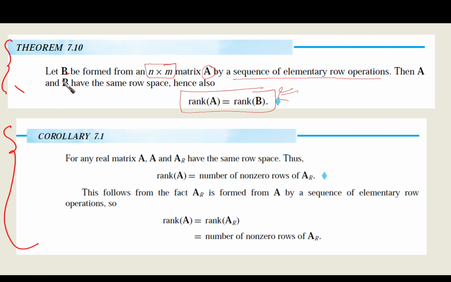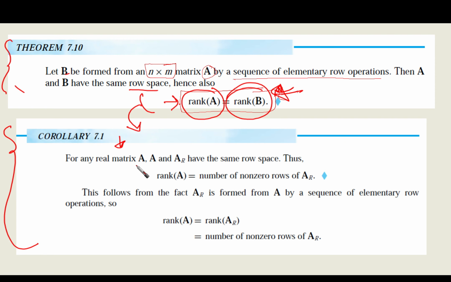So the theorem is: let B be formed from an n by m matrix A by a sequence of elementary row operations. Then A and B have the same row space, hence rank A equals rank B. This is in general. If you have two matrices and you have done the same row operations on A, then we are claiming that the row space is going to be the same. This is going to be important for us. In this sub-theorem, we are going to understand it.